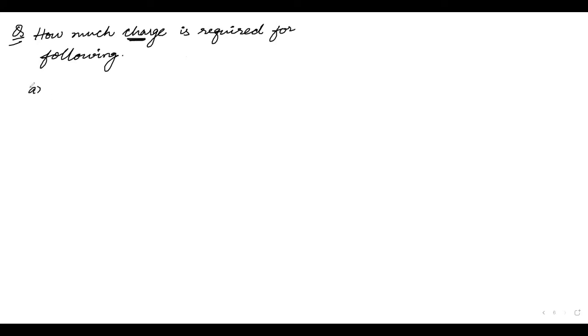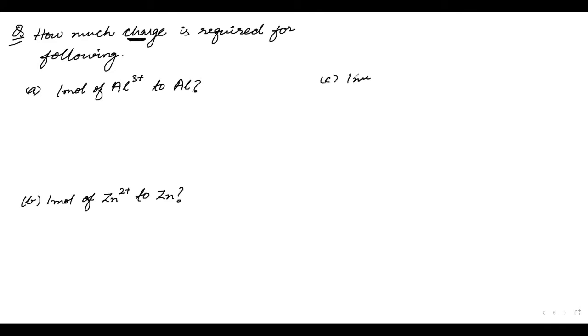The A part is 1 mole of Al3+ to Al. The B part is 1 mole of Cu2+ to Cu. Let us say 1 mole of Zn2+ to Zn. The C part is 1 mole of MnO4 negative to Mn2+. I will explain this one.